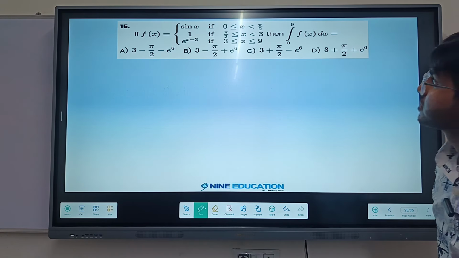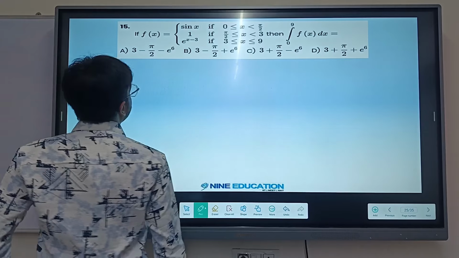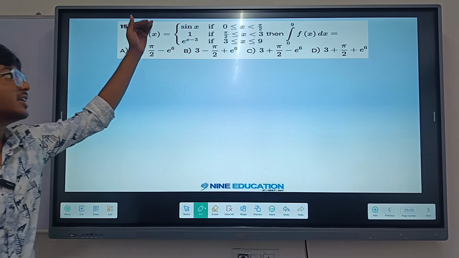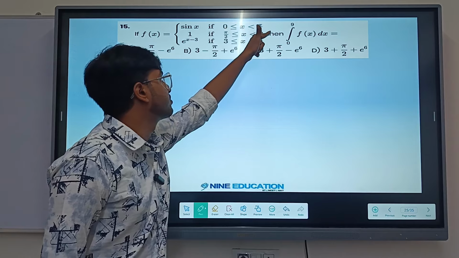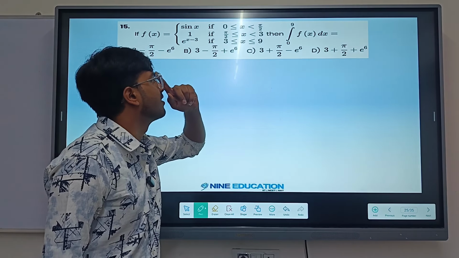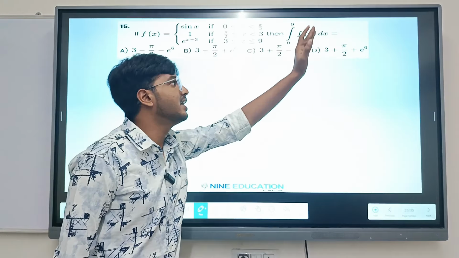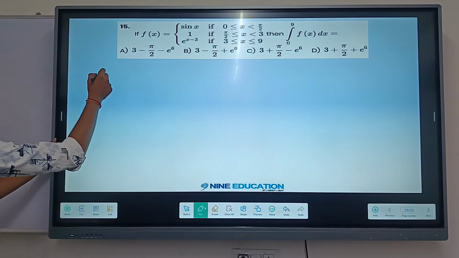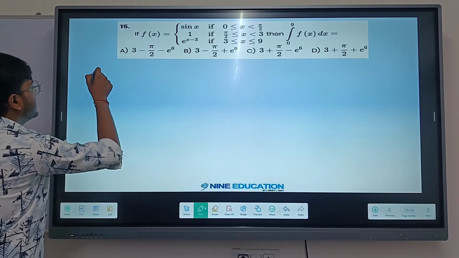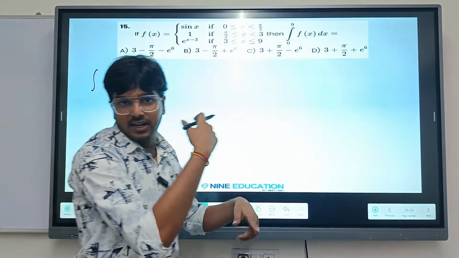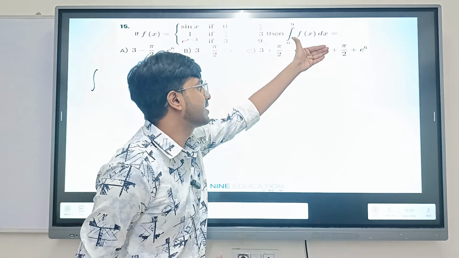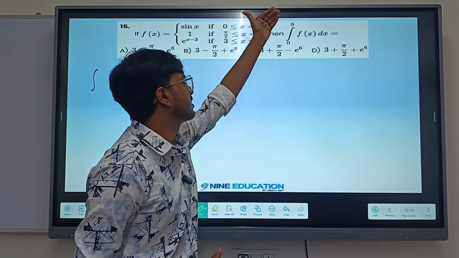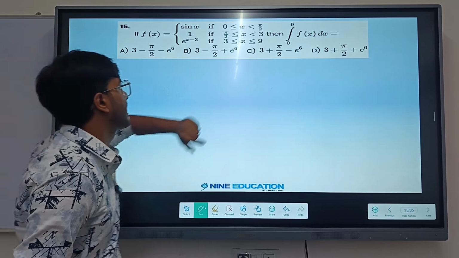Alright, let's move to our next question of definite integration. The function f of x is divided into 3 parts, from 0 to pi by 2, from pi by 2 to 3, and from 3 to 9, and we have to integrate from 0 to 9 f of x dx. See, the function is different in different intervals. So basically I will break the f of x, I'll break the limits. 0 to 9 is there.